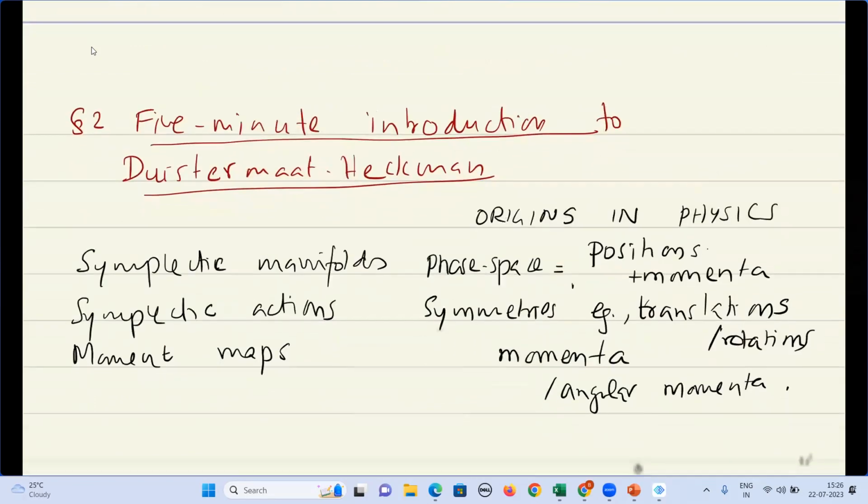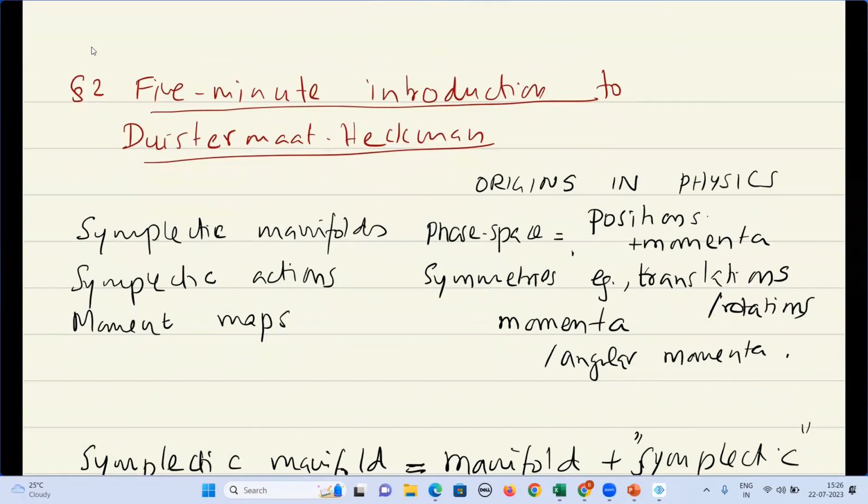Okay, so here is a five-minute introduction to Duistermaat-Heckman. So all these concepts have their origins in physics: symplectic manifolds, symplectic actions, moment maps. So what is the origin in physics? The origin in physics of the notion of a symplectic manifold is that of a phase space. So if you have a number of particles, their positions and momenta constitute the phase space of the system. Of course, these are typically not compact, but it turns out that there are generalizations of this where you cannot divide a point in space into a position and momentum, but which are of both physics and mathematical interest. And those are the compact symplectic manifolds that I'm talking about.